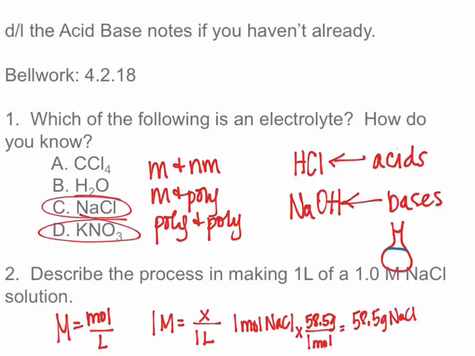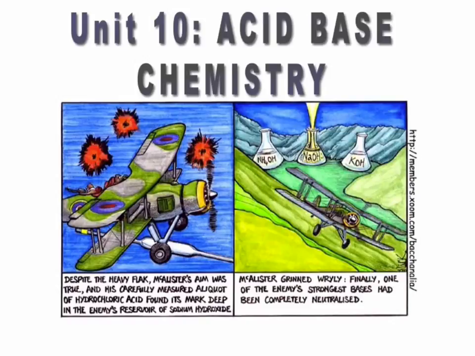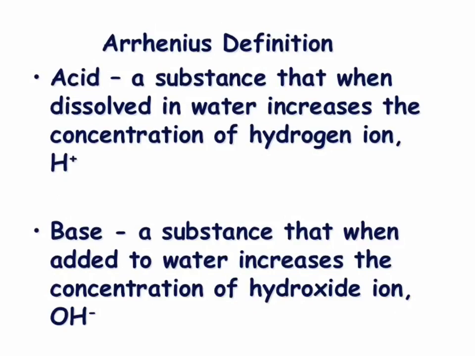So what we're going to talk about today are acids and bases. We're going through about 18 slides today. The very first thing we're going to talk about is the definition. What is the definition of an acid? What is the definition of a base? And you have 2 different types of definitions, and you are responsible for knowing both types.